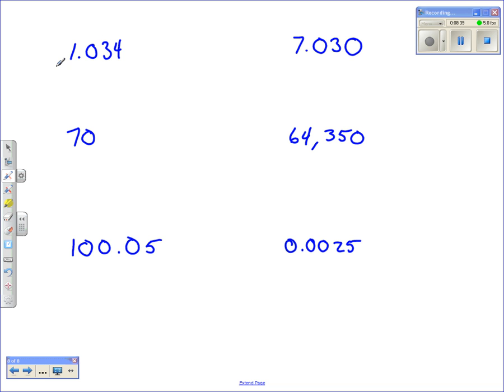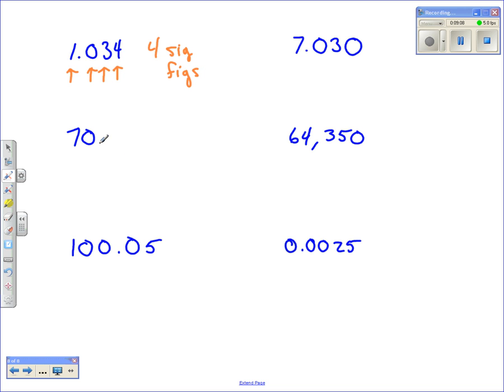Okay, first of all, here, we know that the 1, the 3, and the 4 have to be significant. But this 0, we have to recognize, is it significant or not? In this particular case, and you may have already guessed it, it's a sandwich. It's stuck between 2 non-zero significant numbers. Therefore, it is significant. That means all 4 of these are significant. So we have 4 sig figs.